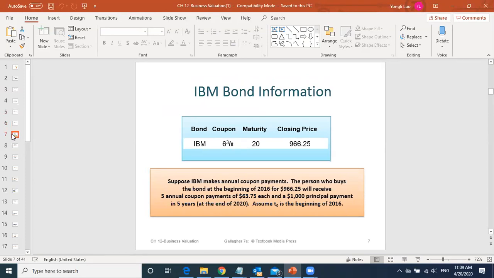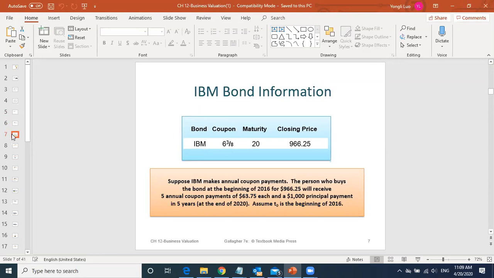Let's see that we have IBM bond information. The bond's name is IBM, and the coupon rate is 6 3/8%, the maturity is 20 years, and the closing price is 966.25.